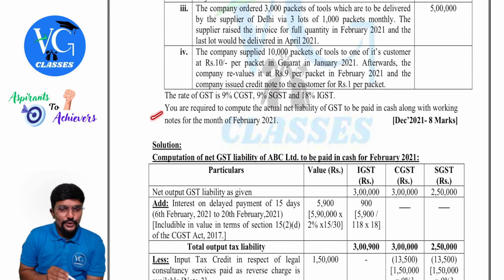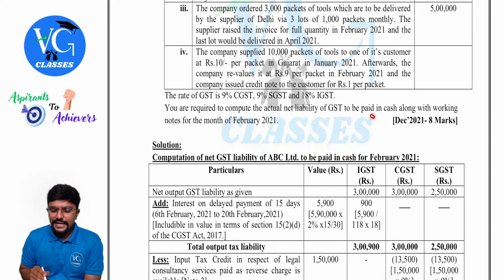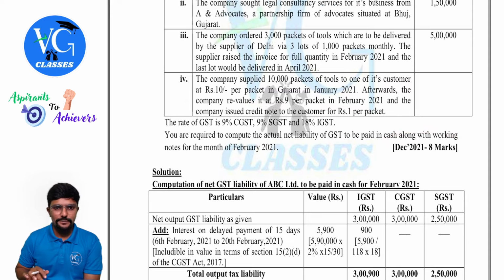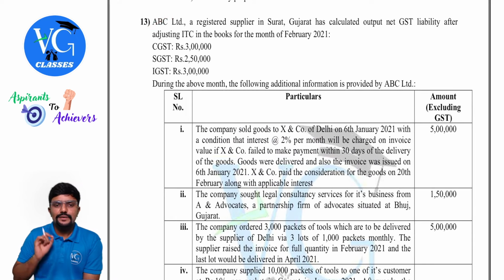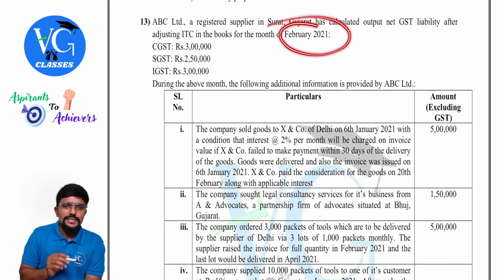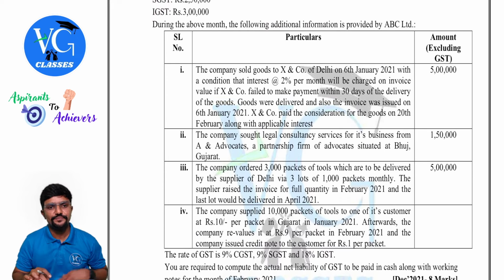13th question. You are required to compute the actual net liability of GST to be paid in cash along with working notes for the month of February 2021. December 2021 question for 8 marks. ABC Limited, a registered supplier in Surat, part of Gujarat, has calculated output net GST liability after adjusting ITC. They have already adjusted in the books for the month of February 2021: CGST 3 lakh, SGST 250, IGST 3 lakh, guys.